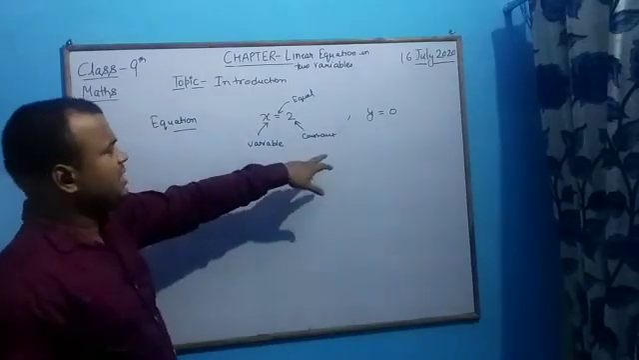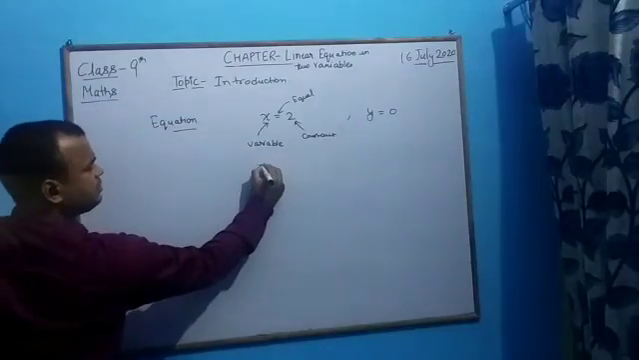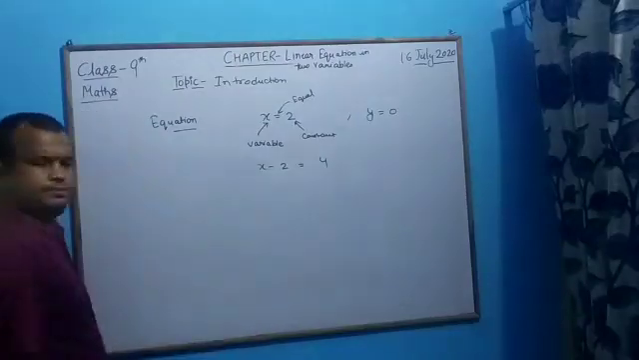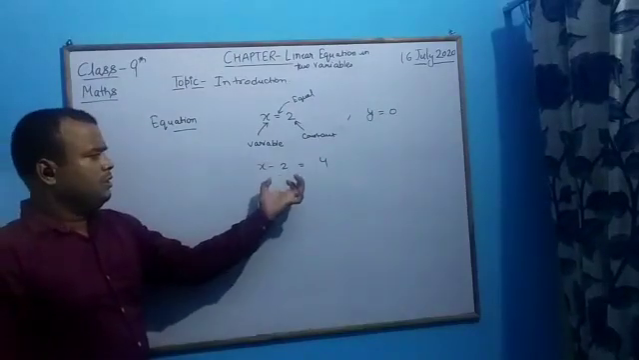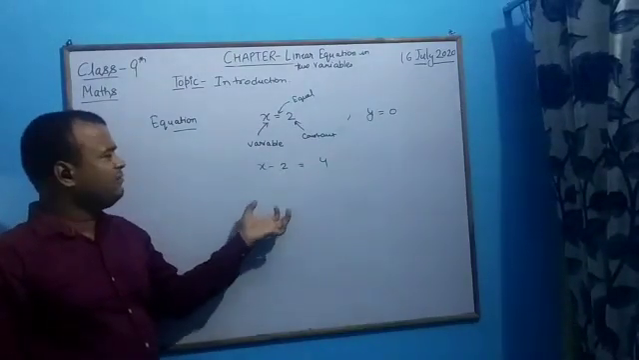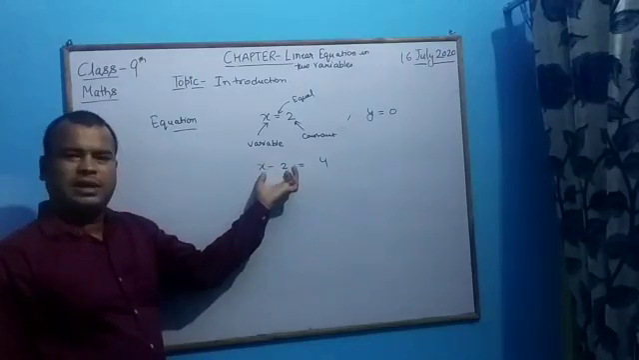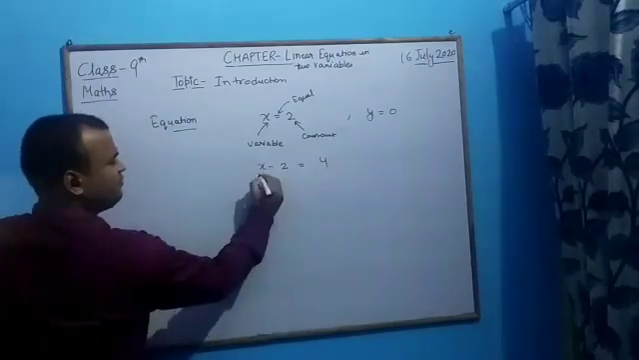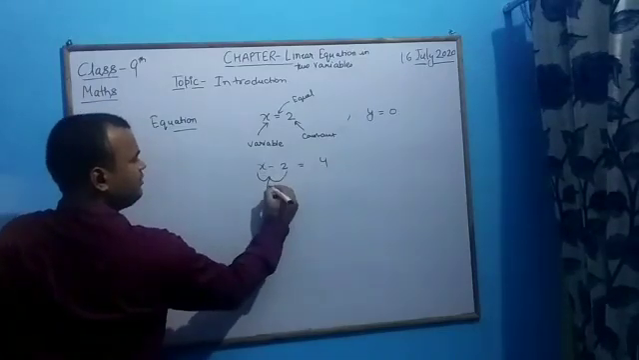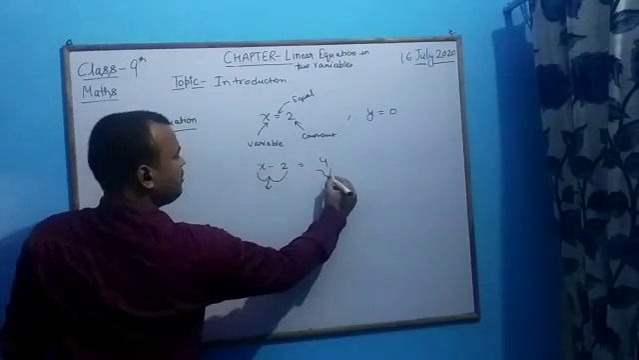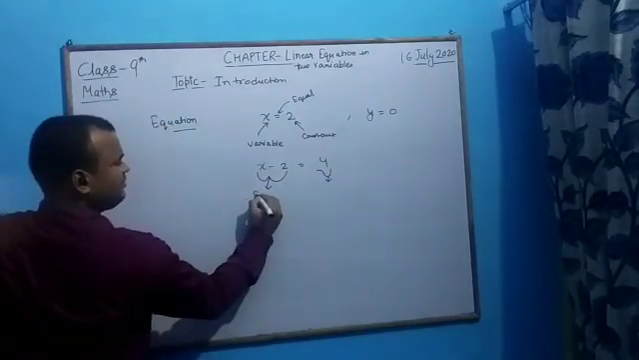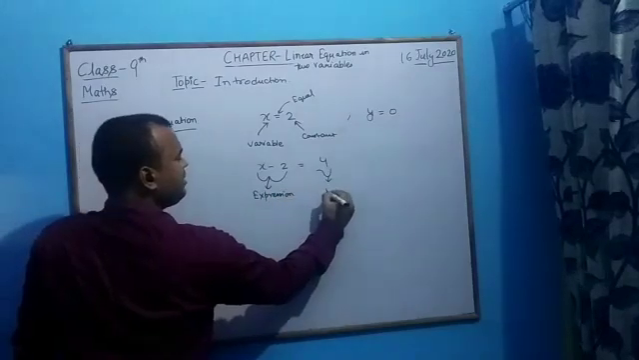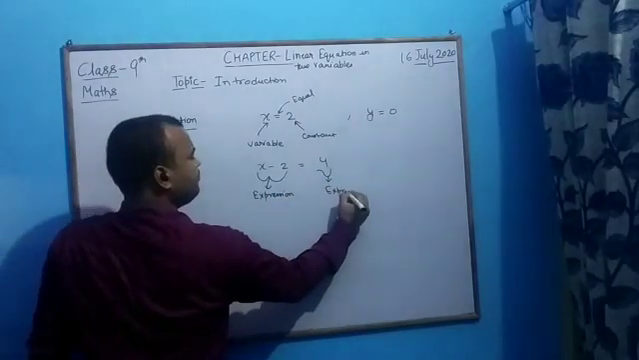Like in an equation, I can also write x minus 2 equal to 4. There are two parts of this equation. One is the left hand side and the other one is the right hand side. There are two expressions. This is also an expression, and this is the another expression.